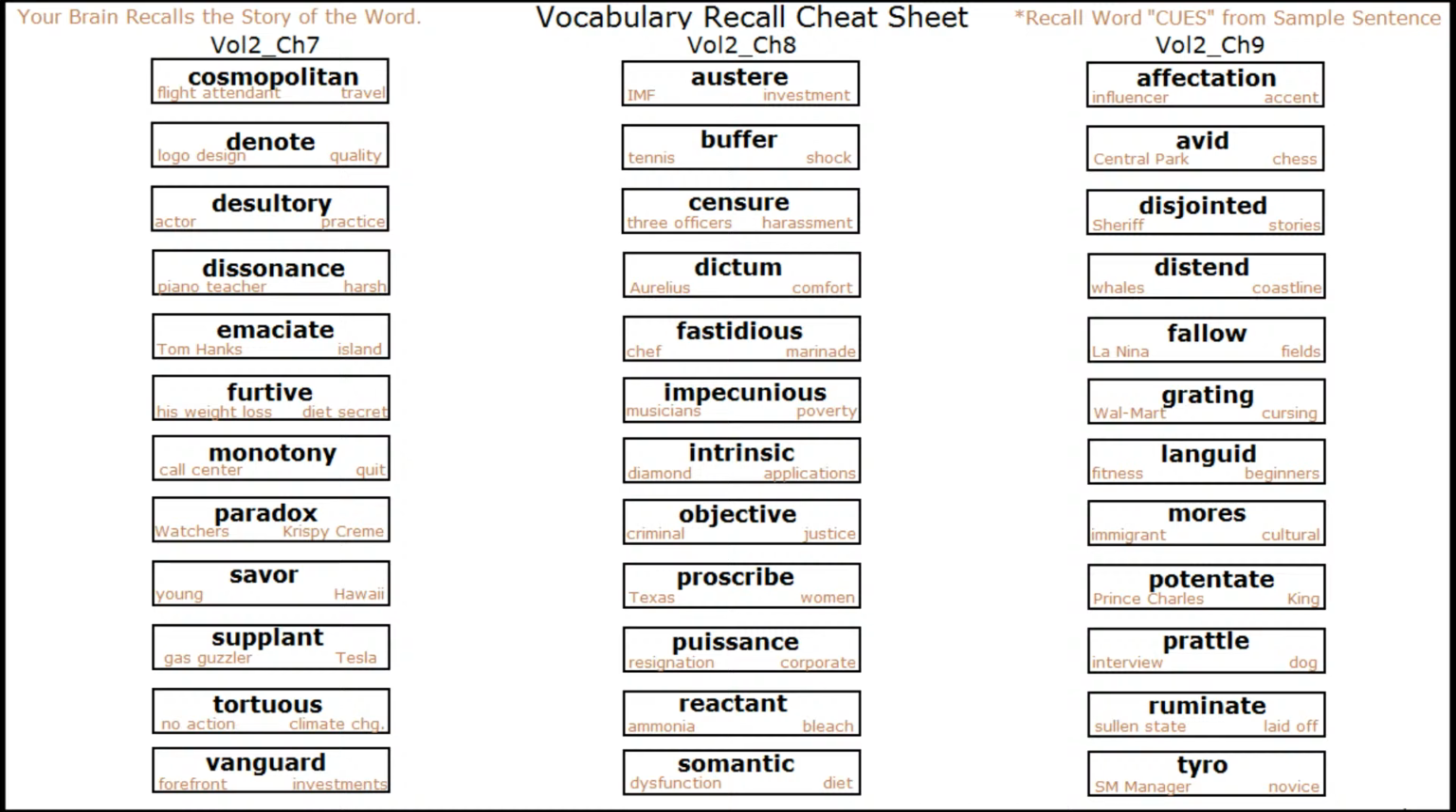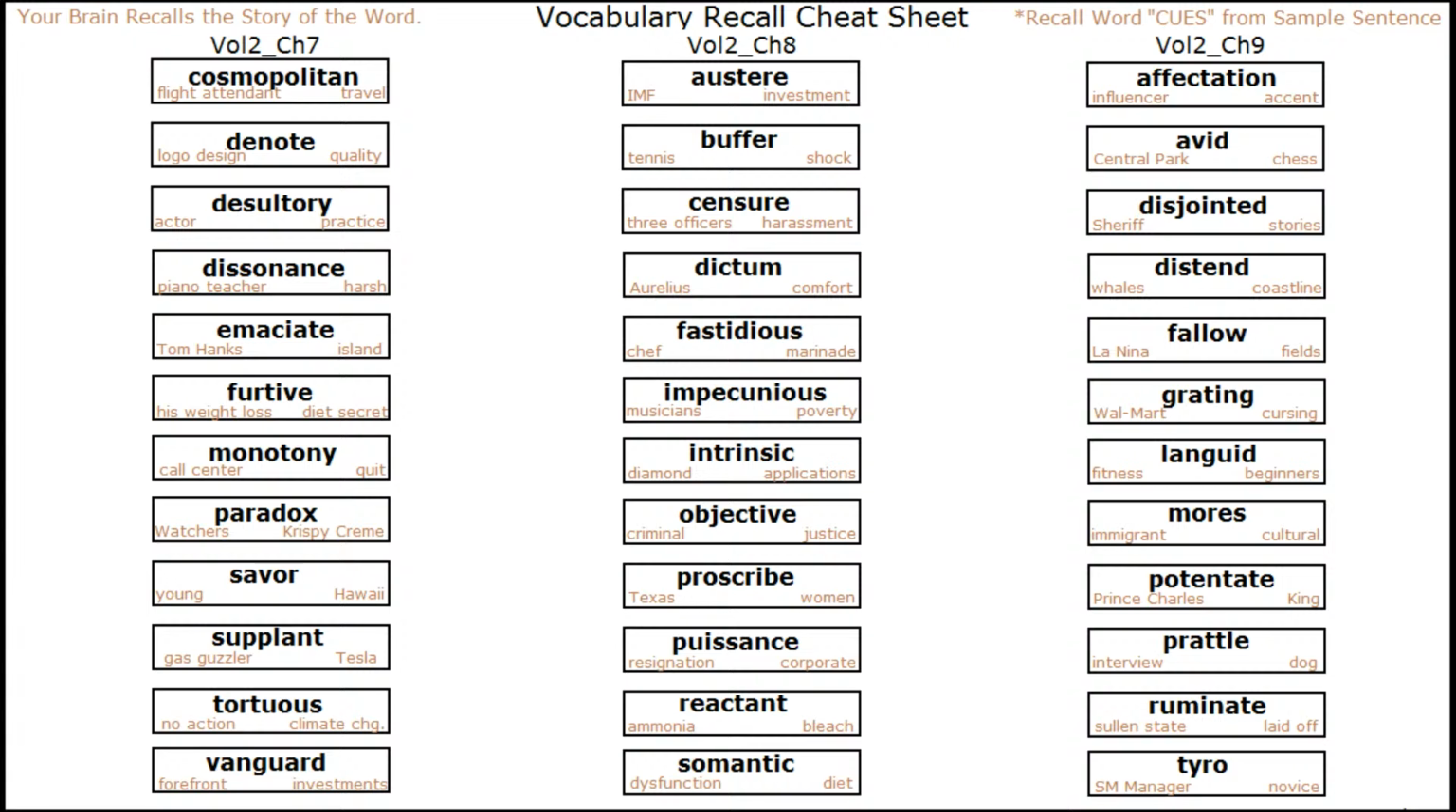La Nina, fallow. Sounds like we made sure to make the association with shallow, and with shallow ponds there's very little life there. And in this case, fallow has to do with the fact that the fields will remain fallow as a result of lack of rainfall, as a result of La Nina moving in. So that was a trigger for us remembering what the word fallow means.